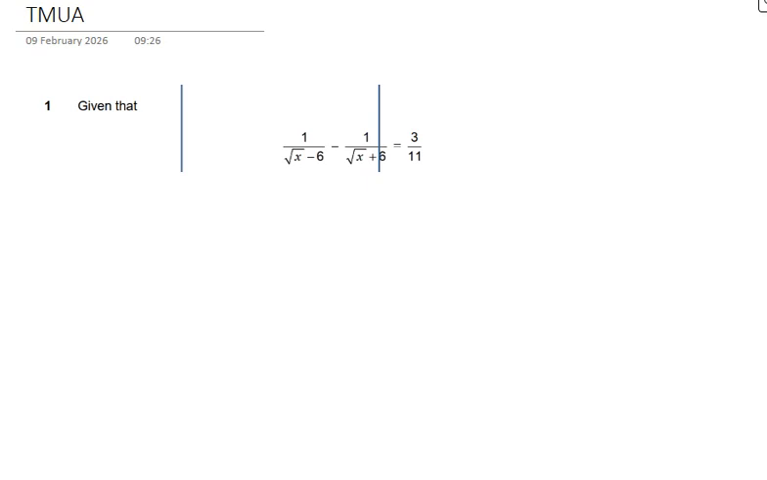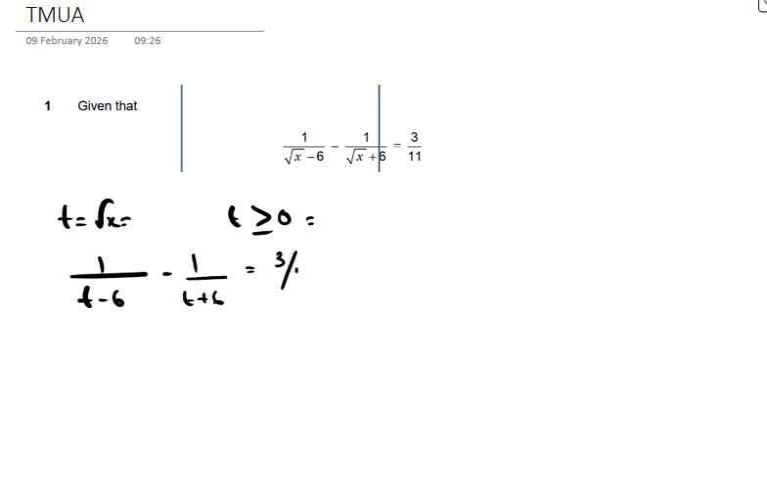Let t = √x. Since a square root is non-negative, we can say t ≥ 0. Now the equation becomes 1/(t − 6) − 1/(t + 6) = 3/11. Now the equation looks much simpler, right?